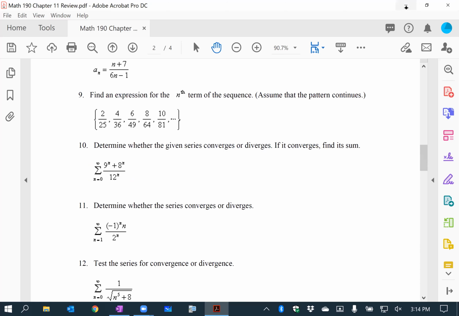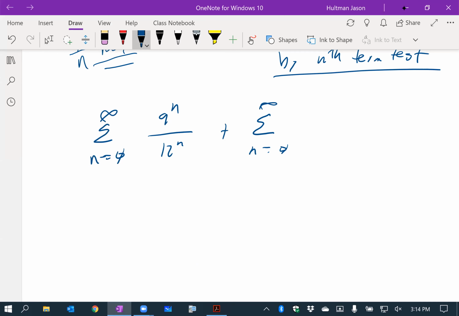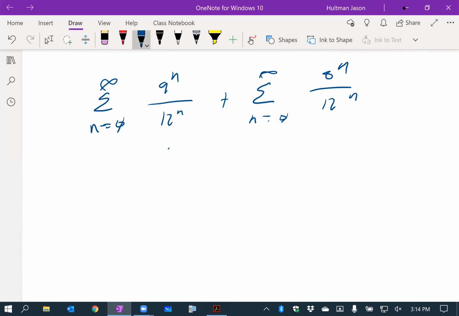Okay, so let's do that. We have the sum n equals 0 to infinity of 9 to the nth over 12 to the nth, plus the sum n equals 0 to infinity of 8 to the nth over 12 to the nth. So this is going to become 3/4 to the nth, and this is going to become 2/3 to the nth. I'm not good with my fractions today, I guess.